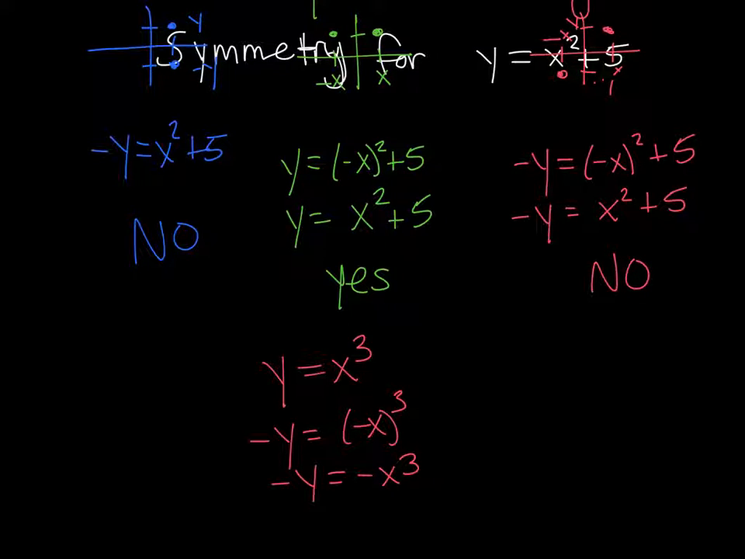But I still can go and multiply the whole thing by negative 1. So that if I do that, a negative 1 times y is a positive y. A negative 1 times a negative x cubed is a positive x cubed, and I managed to get back to the original because I multiplied everything by negative 1. So don't forget that's an option. Multiply everything by negative 1. Okay? Any questions? All right.